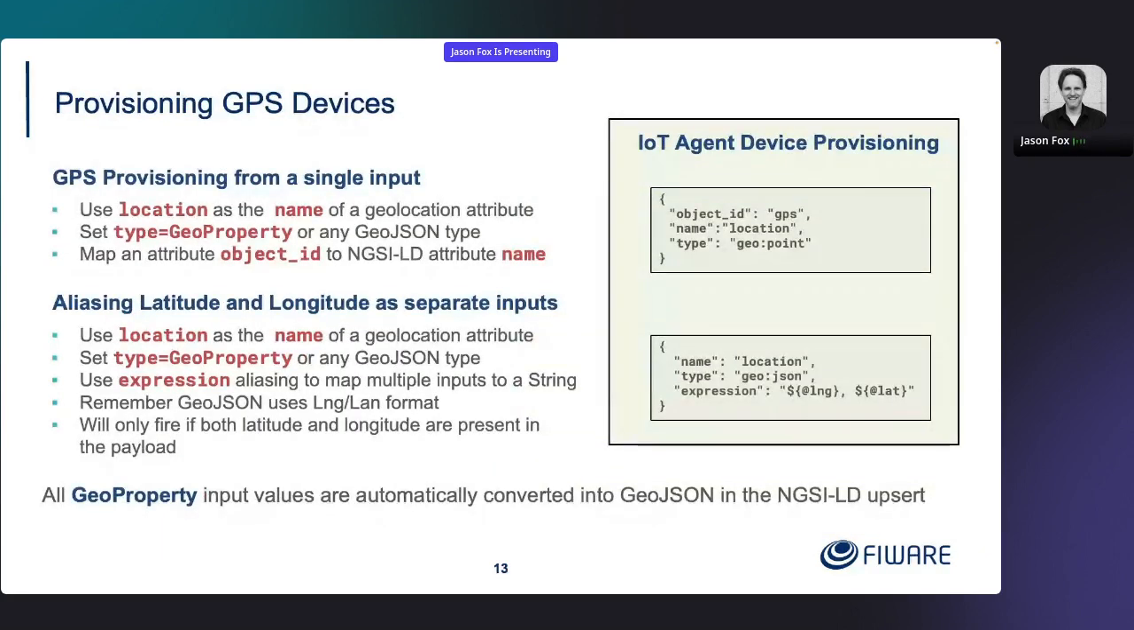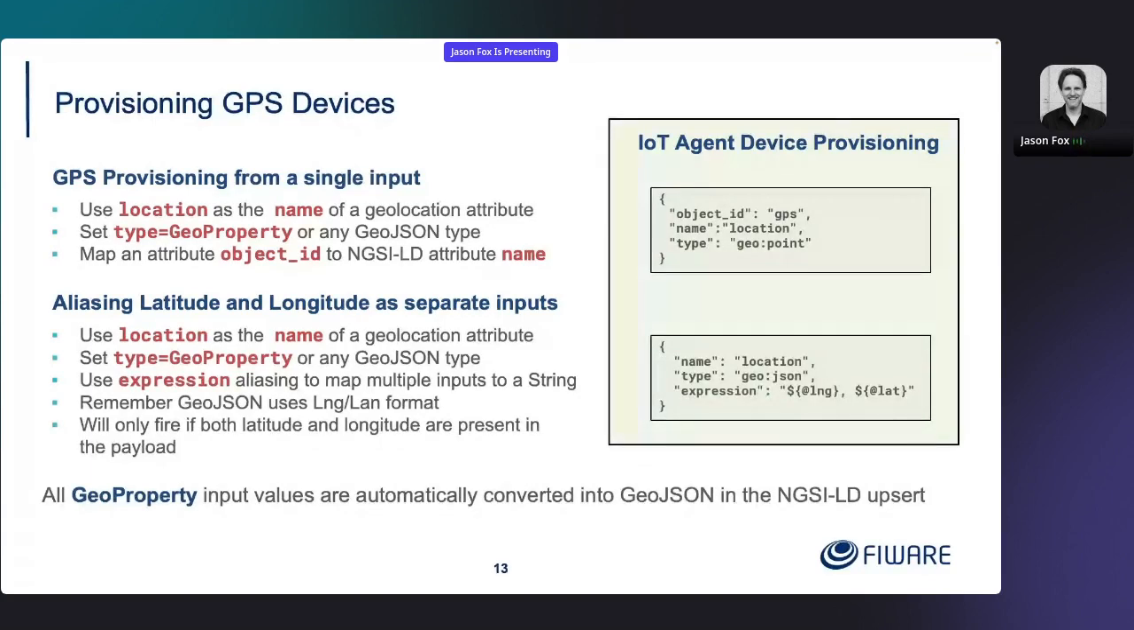When you are provisioning specifically a geolocation for the IoT agent, GeoJSON is the default. If you use GeoJSON, it will be a point. If you use geo colon something like geopoint, geopolygon, geo whatever, it will be one of those. Obviously, use the standard data.